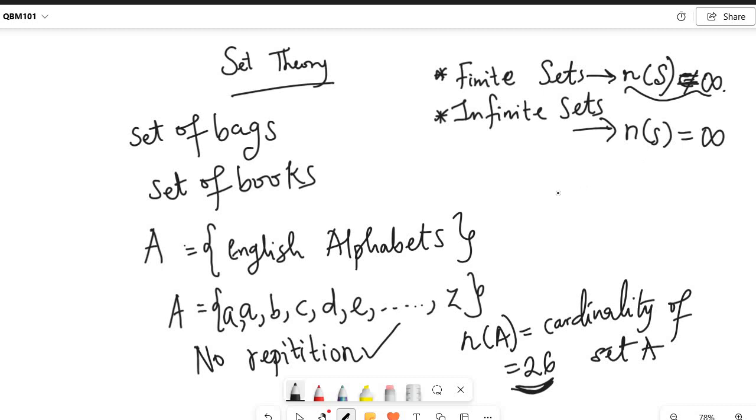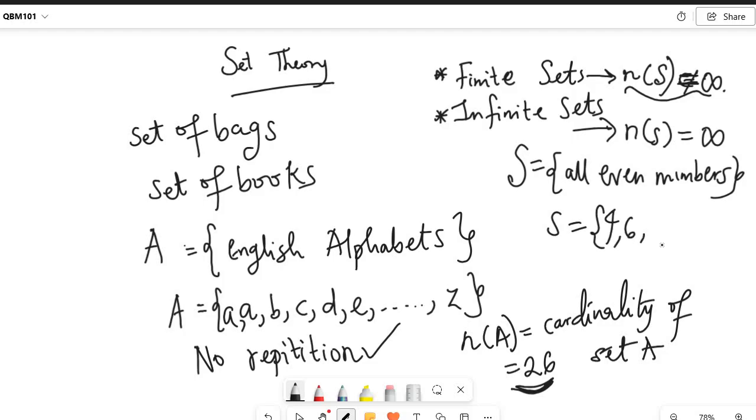For example, if I say a set S is defined as even numbers, what do you begin to do? You start to count. You could say 4, you could say 6, you could say 2, you could say 8. It goes on. It's an endless list of even numbers. So in that case, we have an infinite set. For a finite set, a good example is the English alphabet, because you definitely know the cardinality.